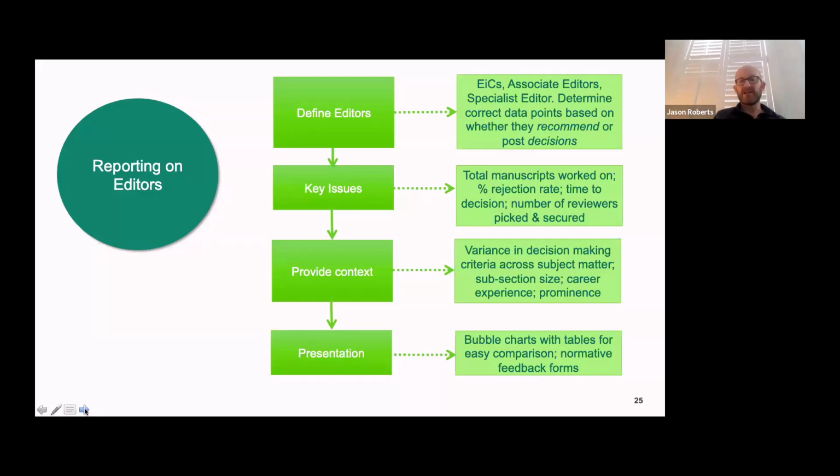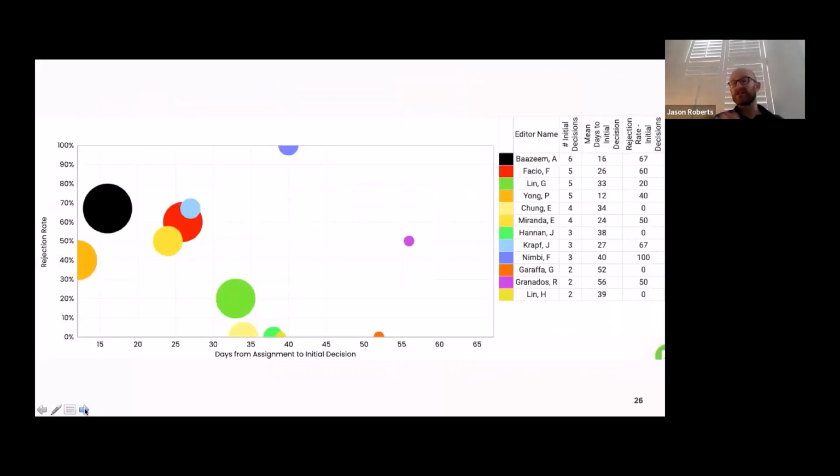There are many different ways to report on editors, and I'm going to show you one now. This is one of my favorite things I've created, a bubble chart complete with a table. What I'm showing here is that the x-axis is the days from assignment to initial decision. This is the mean for these editors over here. And then this is the percentage rejection rate. And the size of the bubble is the number of papers they handled. Now, this is a very small journal, but this particular editor here handled the most papers at 6. They typically made their decisions in, well, it was 16 days, so we can see that they're over here. And their rejection rate is 67%, so they're quite high.